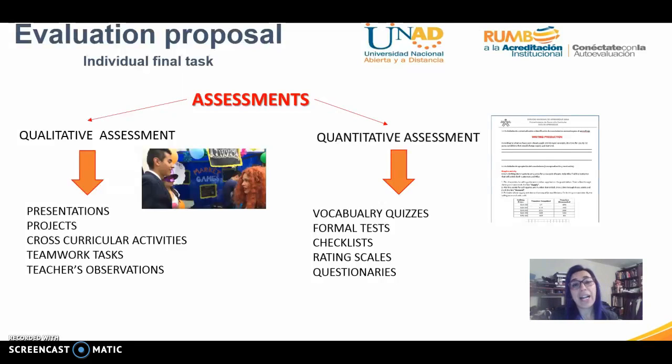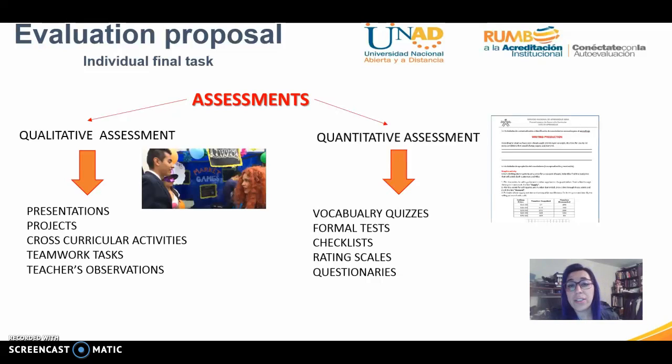The cross-curricular activities, which are going to be connected also with the projects. Teamwork tasks, the teamworks, they can work on in the classrooms, and also to check the specific activities we can create in the classroom, like little controlled activities, which help teachers to check the improvements of the students about vocabulary.